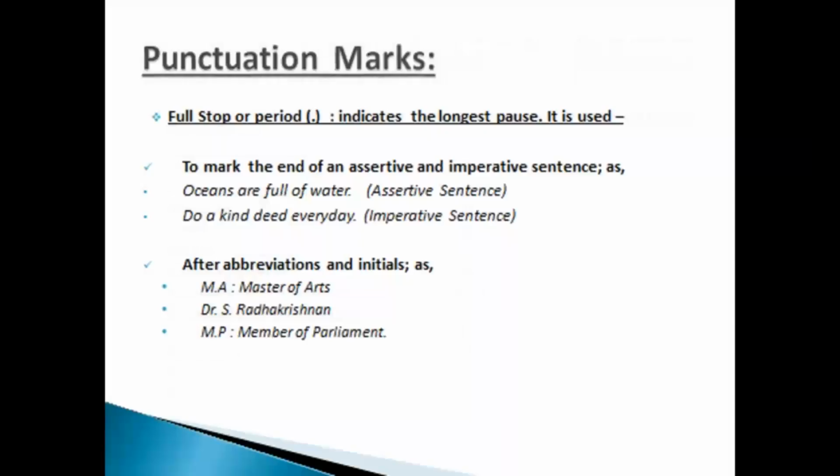Full stop indicates the longest pause. Full stop, also known as the period. We use a period at the end of a declarative sentence, a sentence which states an idea. Example: Public speaking is an art. Give me some tips on public speaking.